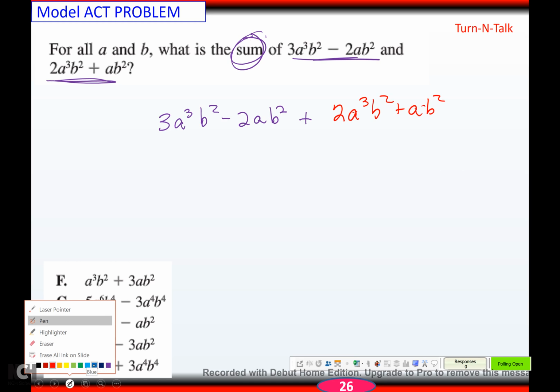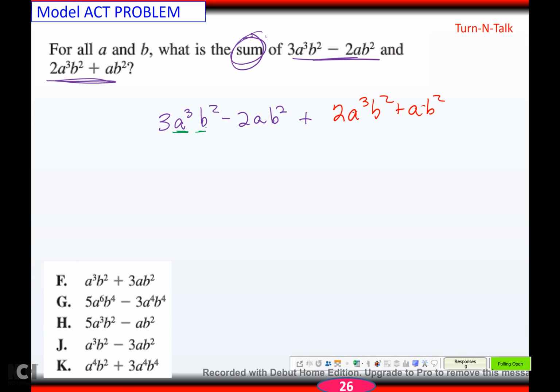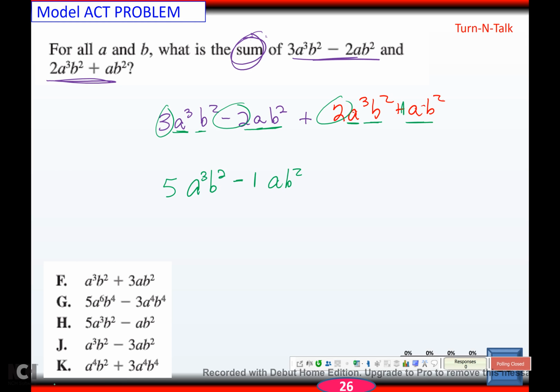Alright, so to solve this, we're going to combine like terms. This term has a to the third, b to the second. This term also has a to the third, b to the second. So I'm going to keep a to the third, b to the second, and add the coefficients. 3 plus 2 is 5. Then I have an ab squared and an ab squared. So I'm going to keep ab squared and add the coefficients, which is negative 2 plus 1, which is negative 1. And I can't combine them because they have different terms. So I am done. Okay.